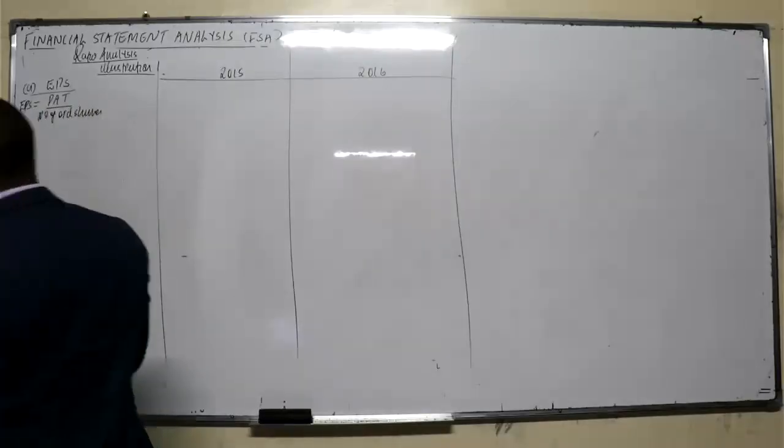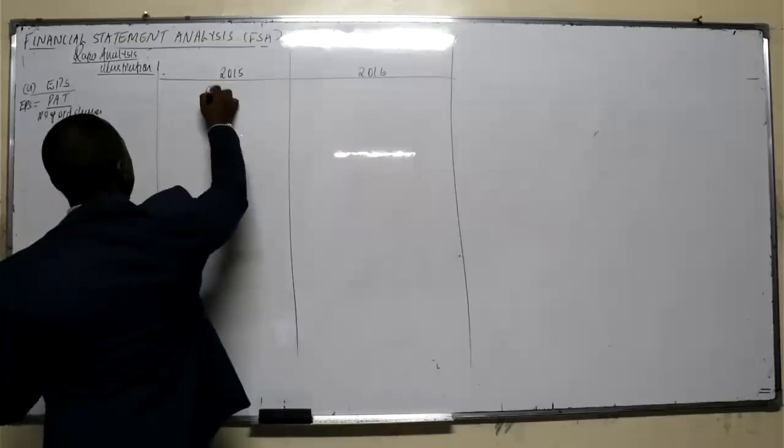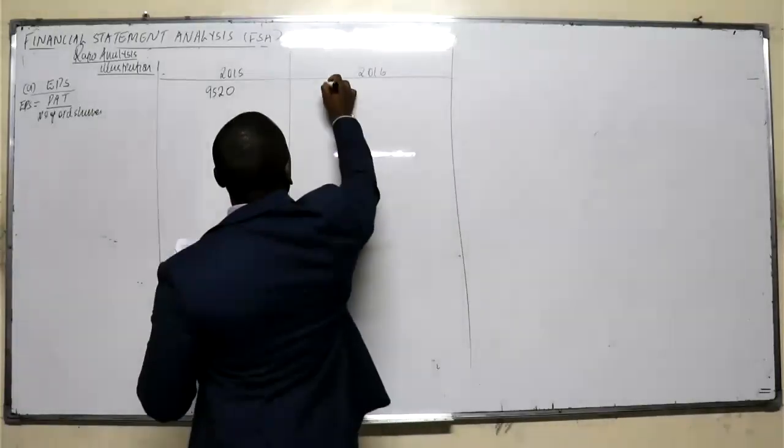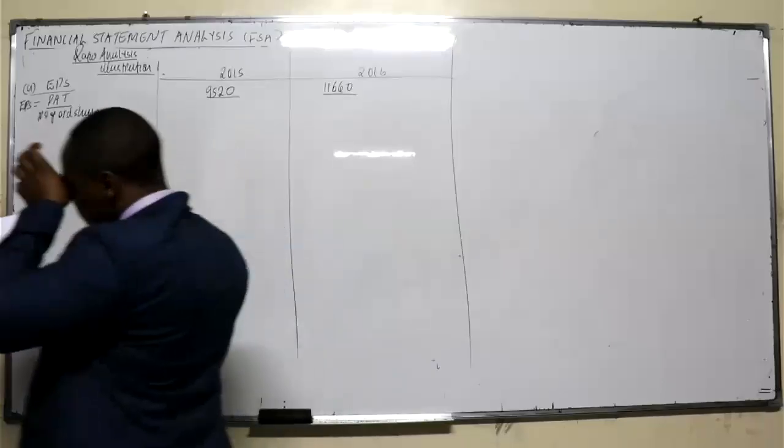We have the profit after tax. 2015 is an amount of 9520. 2016 it's an amount of 11,660. And then you divide by the number of shares.